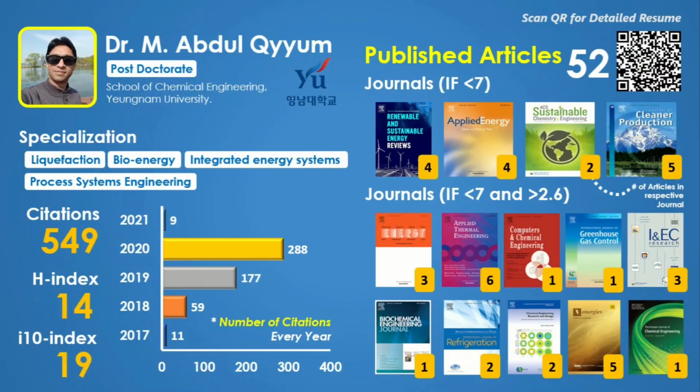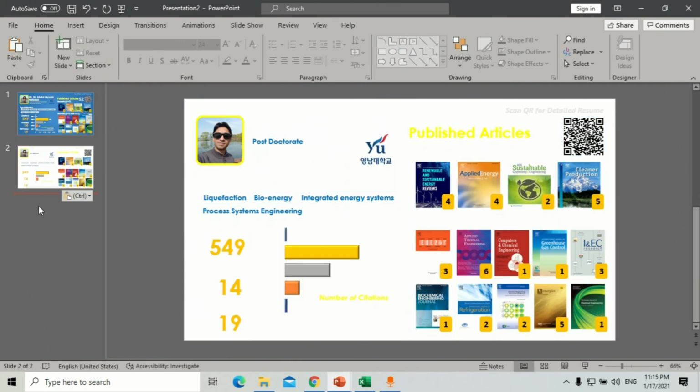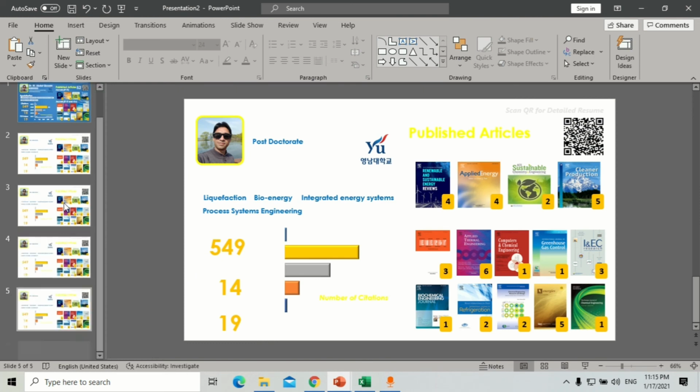So let's go full screen. Now you can see Dr. Abdul Qayyum, information, specialization, citations, number of published articles, and QR code. If you want, you can try scanning the QR code and see more about his profile. Now let's see different comparisons. I'm going to copy this one and paste it here, and paste, and let's make 4-5 samples.